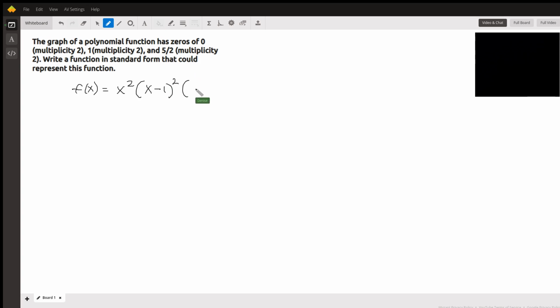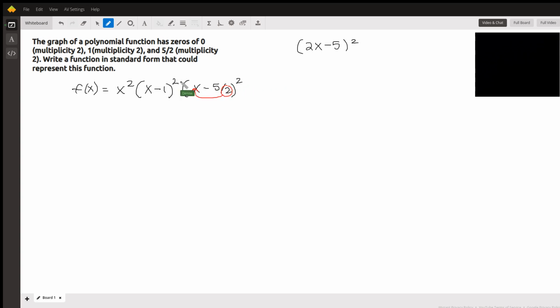Now, 5 halves, we could do x minus 5 halves squared, but that's not going to multiply out well. So another thing we can do is simply bring this 2 up out in front. So instead of this factor, we get 2x minus 5 squared.